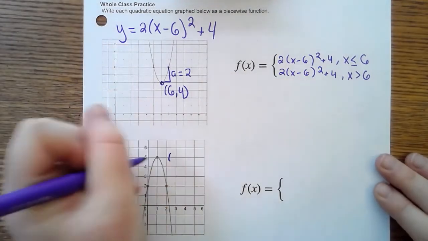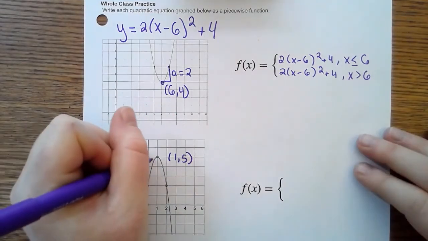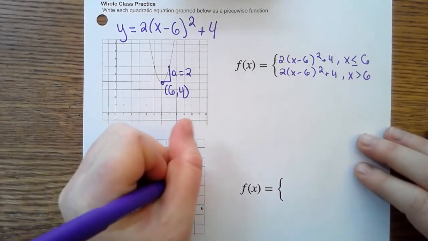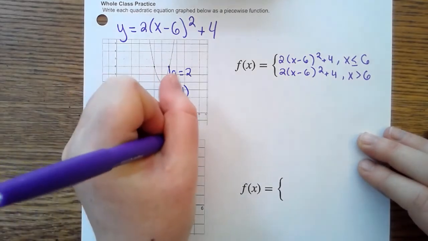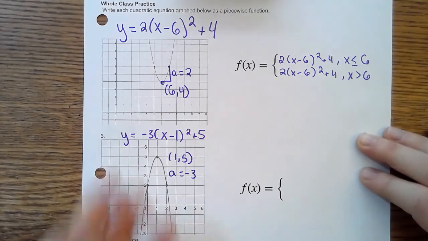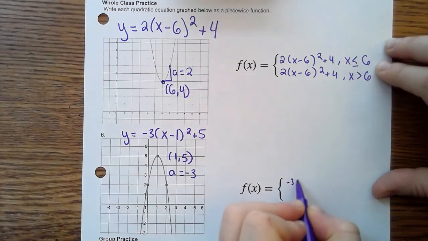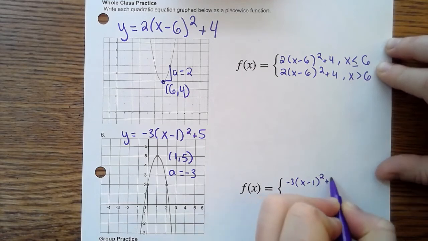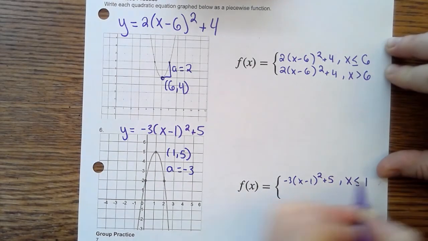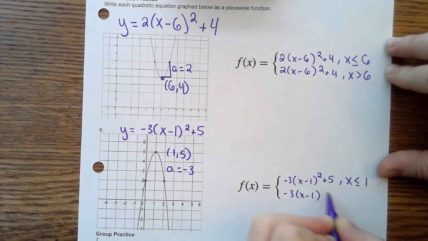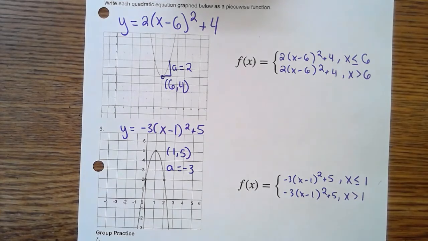Okay, let's try this one. This is at 1, 5. And the a value is, 1, 2, 3. a is -3. So I get y equals -3 times (x minus 1) squared plus 5. Let's break it up at the x value. Notice, this is always the x value of the vertex. So I get -3 times (x minus 1) squared plus 5, x is less than 1. And -3 times (x minus 1) squared plus 5, x is greater than 1. Just notice how they switch.